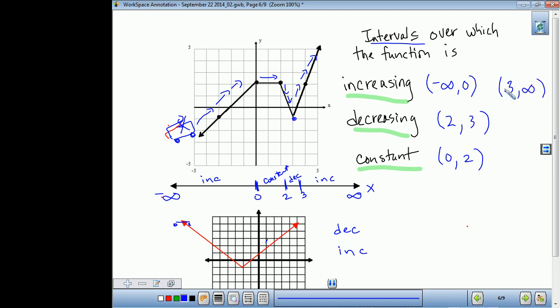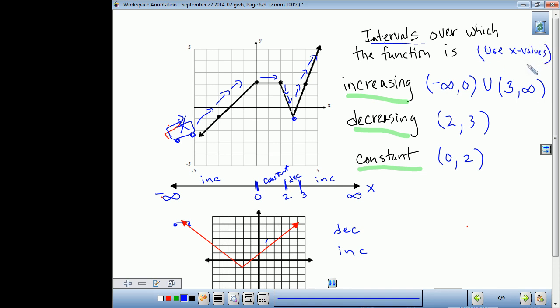And what do I use to show the union? Okay? So these are the intervals over which the function is increasing, decreasing, and where that function remains constant. So we're always going to use our x values when we're describing these intervals.